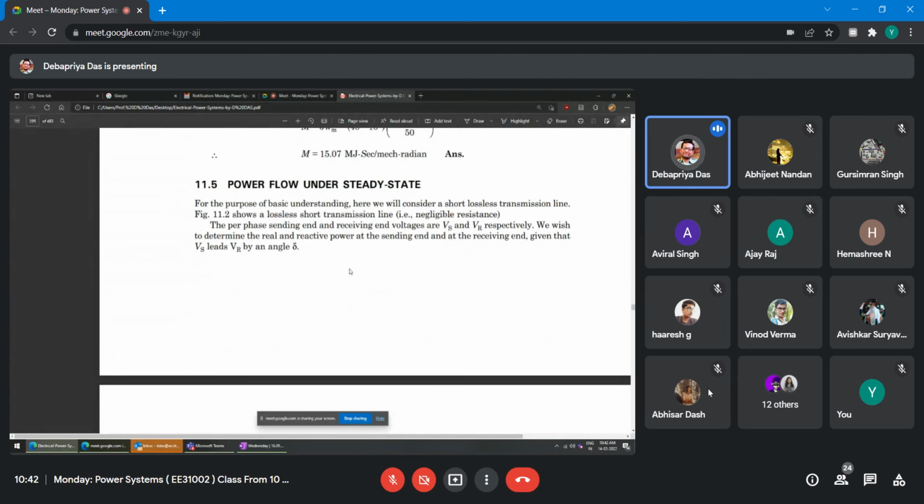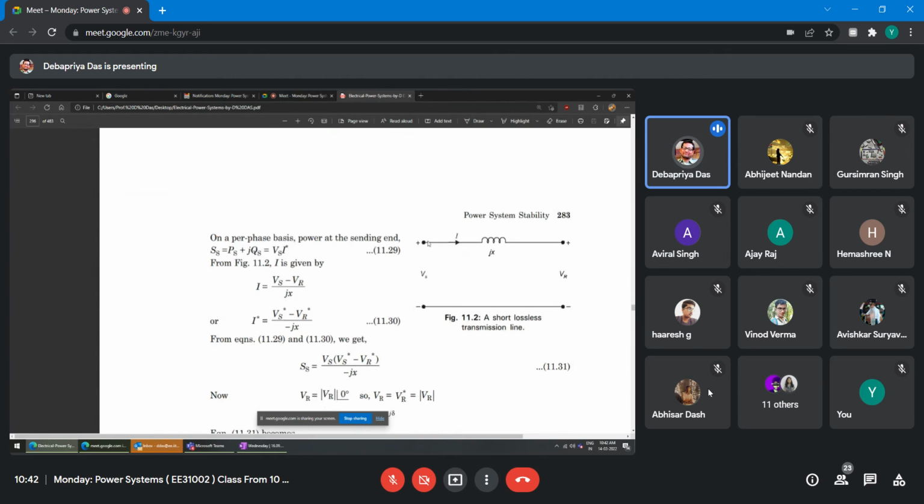Now, power flow under steady state. In load flow studies, we have seen how power is flowing from one end to another end. For the purpose of basic understanding, we'll consider a short lossless transmission line. So the transmission line has low loss, and we'll consider a short transmission line, right? R is neglected. Sending end voltage is Vs, receiving end voltage is Vr, right?